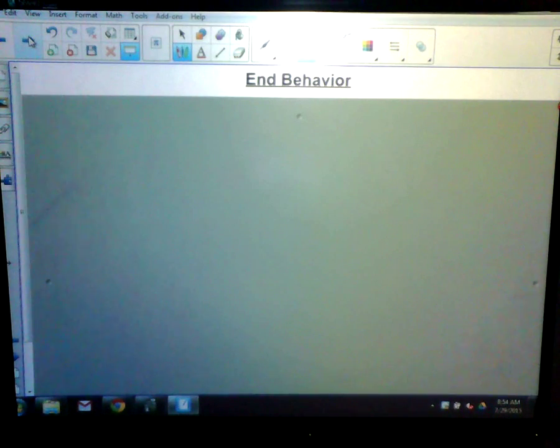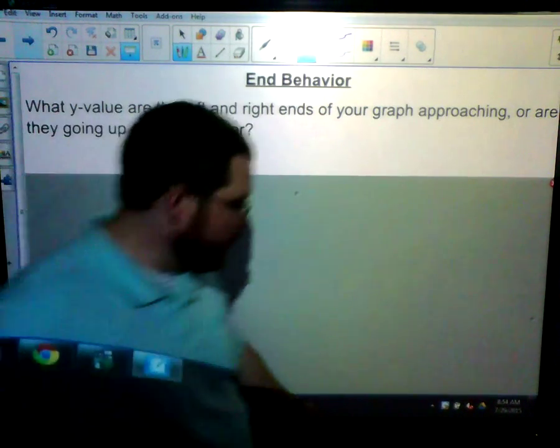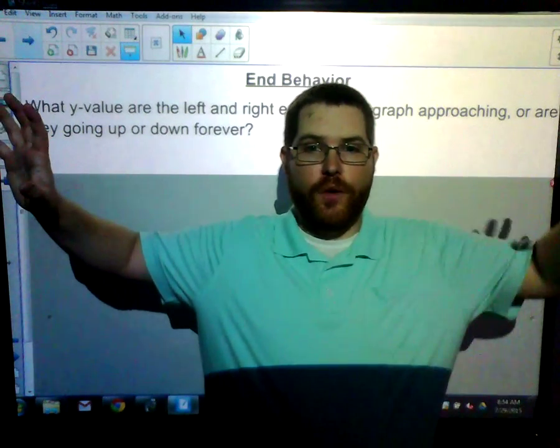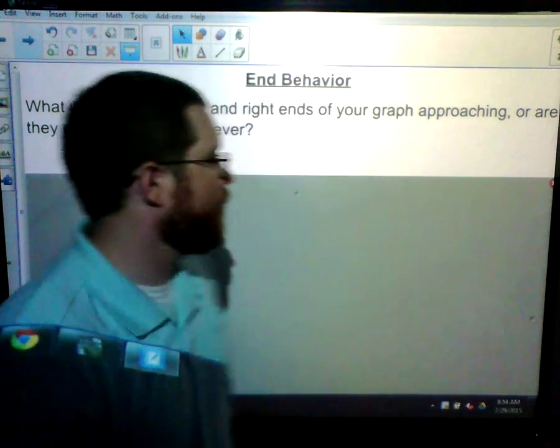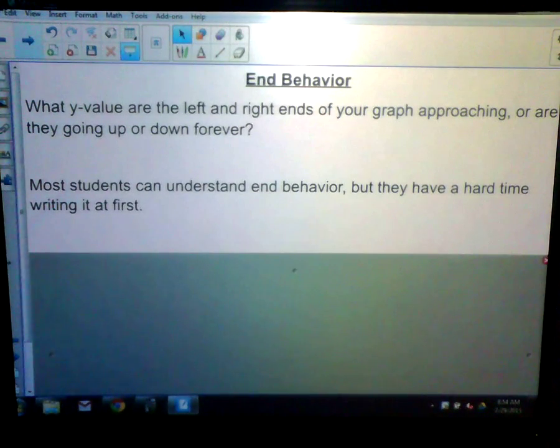In behavior. People have trouble with this not because they don't understand it, but because they have trouble writing it. So let's take a look at how to write it. What are the y values doing on the left and the right ends of the graph, or are they going up and down forever? I don't care what's happening in the middle of the graph. I want to know what's happening on your left side, way out here, and way over here on your right side. And I'm looking at the y values. Most students understand in behavior, but they have a hard time writing it at first.